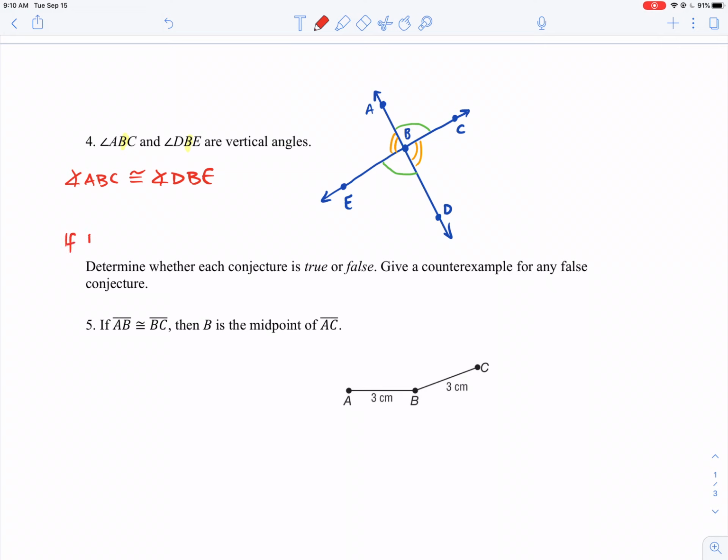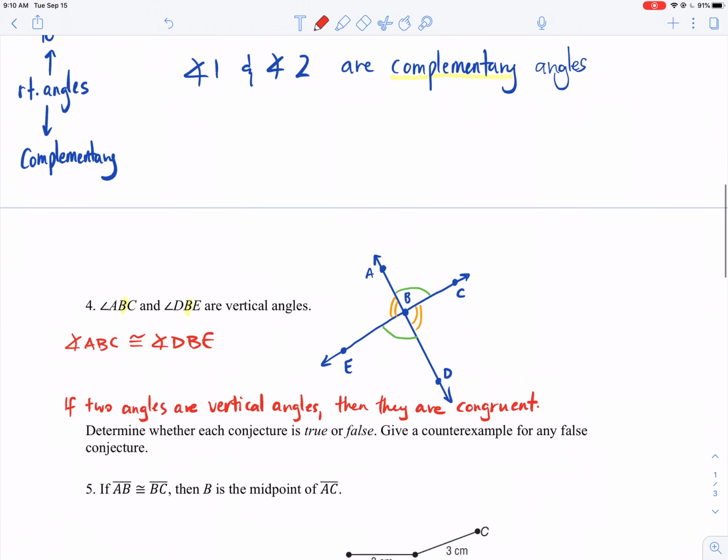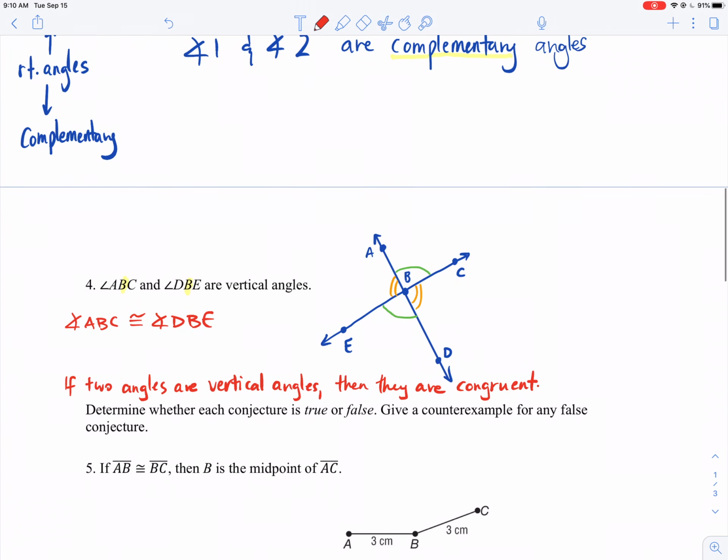So if two angles are vertical angles, then they are congruent. That would be our reason if we were talking about a proof in this case. Okay? All right, let's go to our next one.